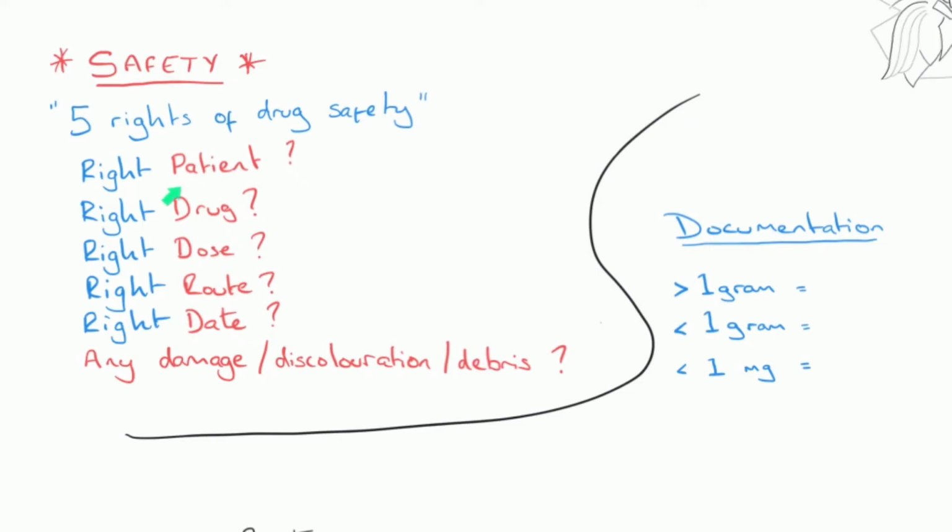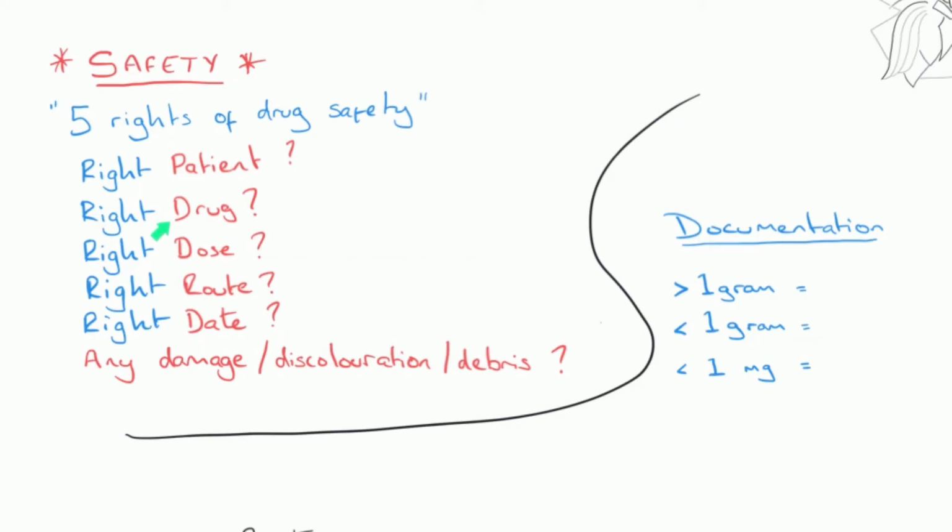So we want to know, is the patient the right patient? If we're giving this drug independently, obviously it's our patients, that's where our clinical decision making and reasoning comes into play. If it's a drug that's being prescribed to somebody, we're making sure that the prescription for that drug matches the patient that's expecting to receive it. Obviously we're going to check the drug, so is it the right drug?